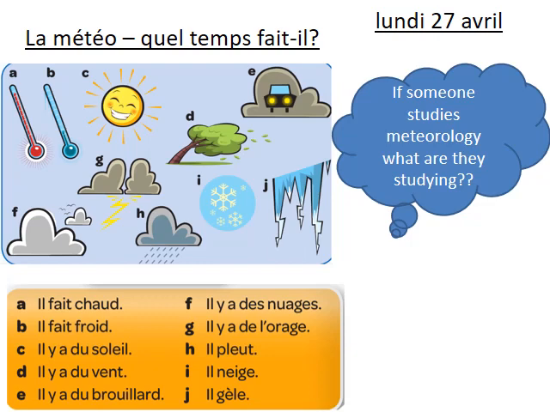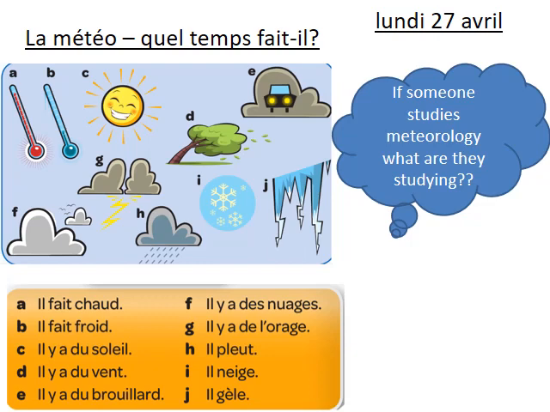In A, il fait chaud. It's hot. B, il fait froid. It's cold. C, il y a du soleil. It's sunny. D, il y a du vent. It's windy.